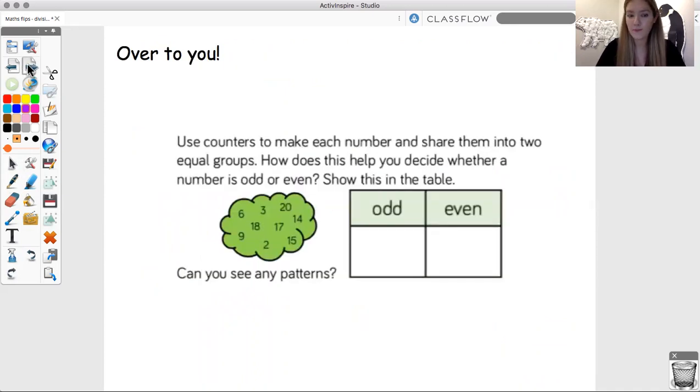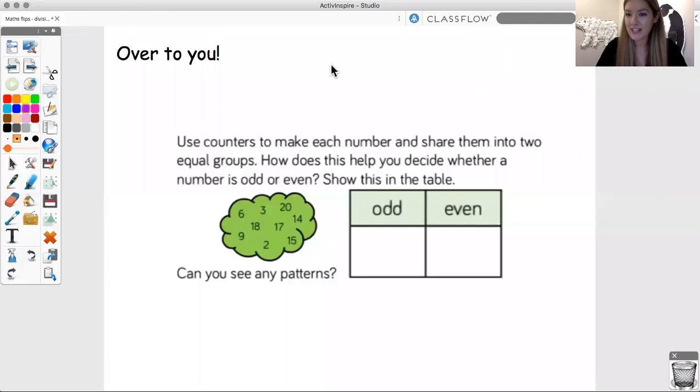So over to you. Use counters to make each number in the little green cloud and share them into 2 equal groups. How does this help you decide whether a number is odd or even? Show this in the table. And after you've done this, can you see any patterns? So pop me on pause whilst you're completing this task.